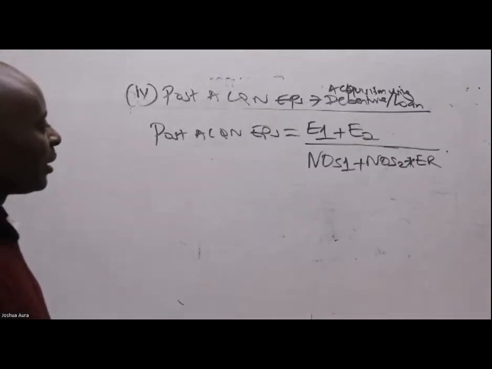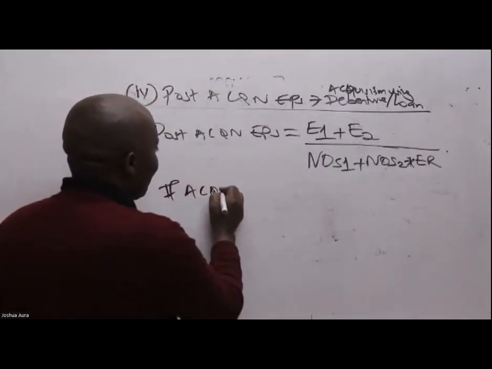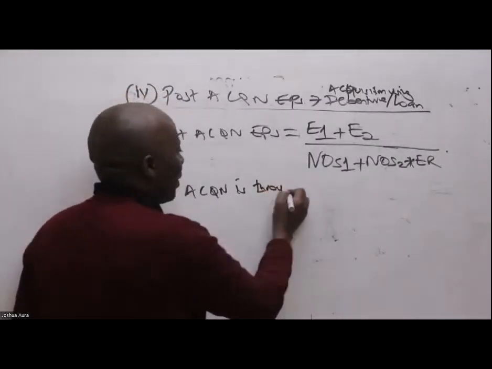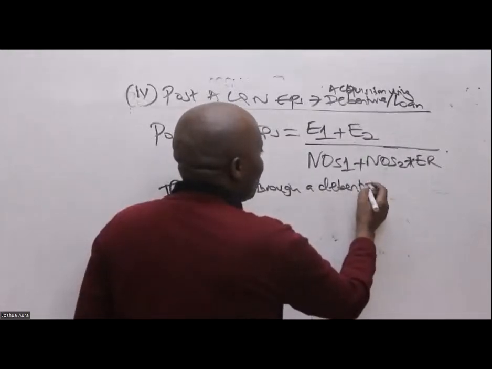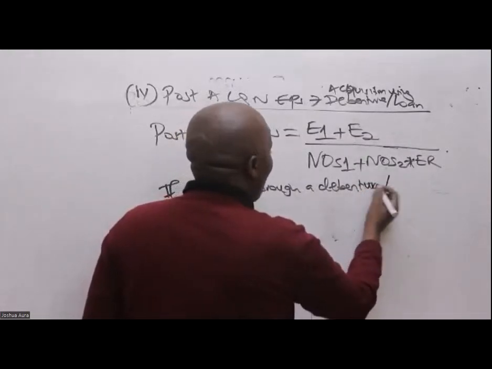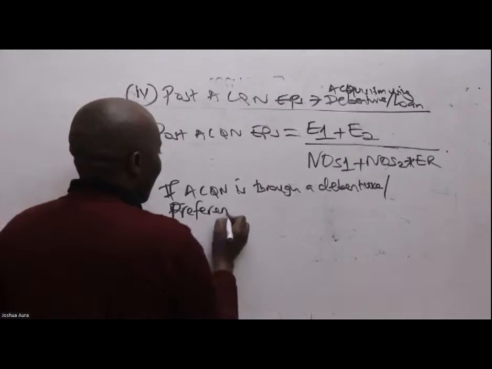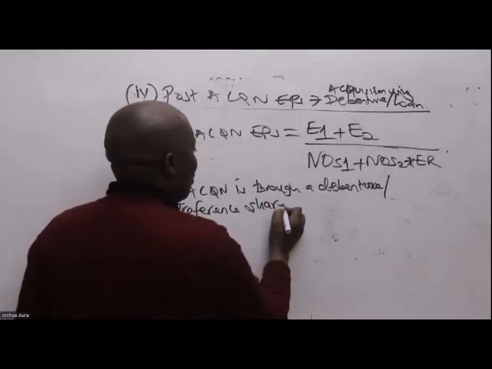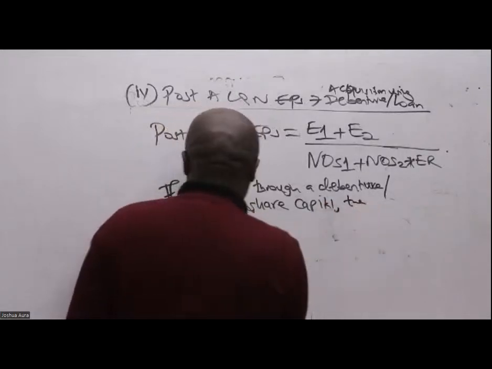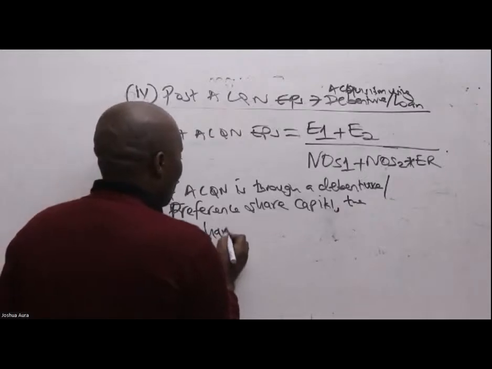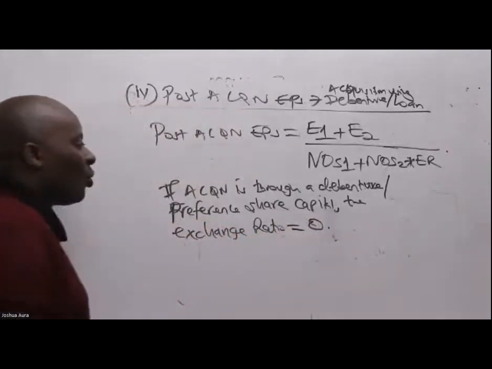Now, ladies and gentlemen, listen to me very well. If acquisition is through a debenture or preference share capital, the exchange ratio will always be equal to 0.